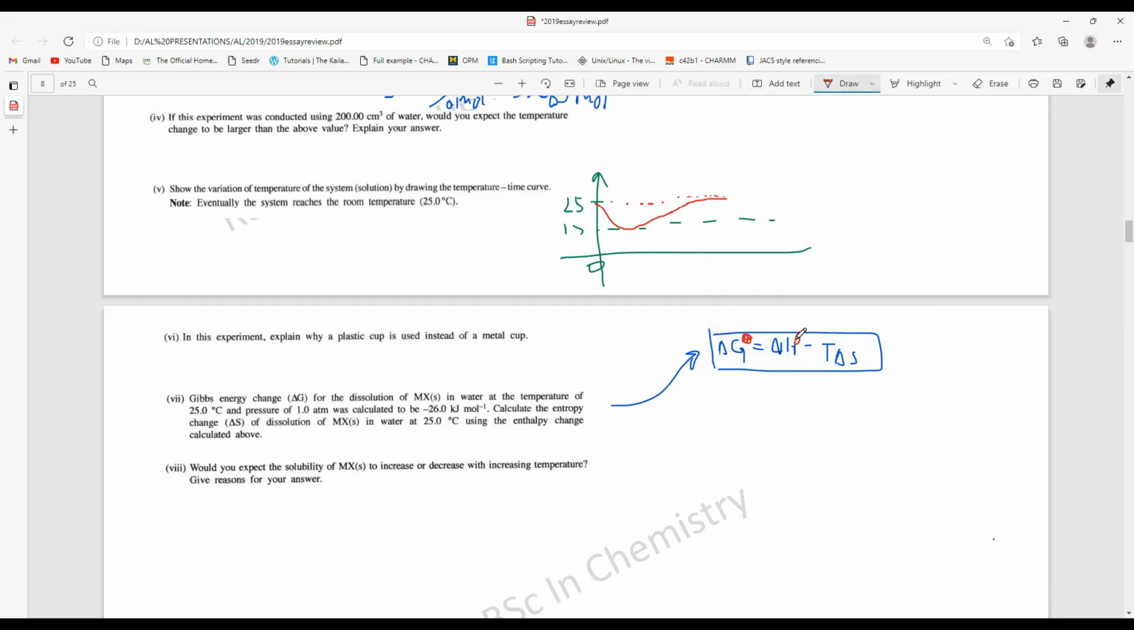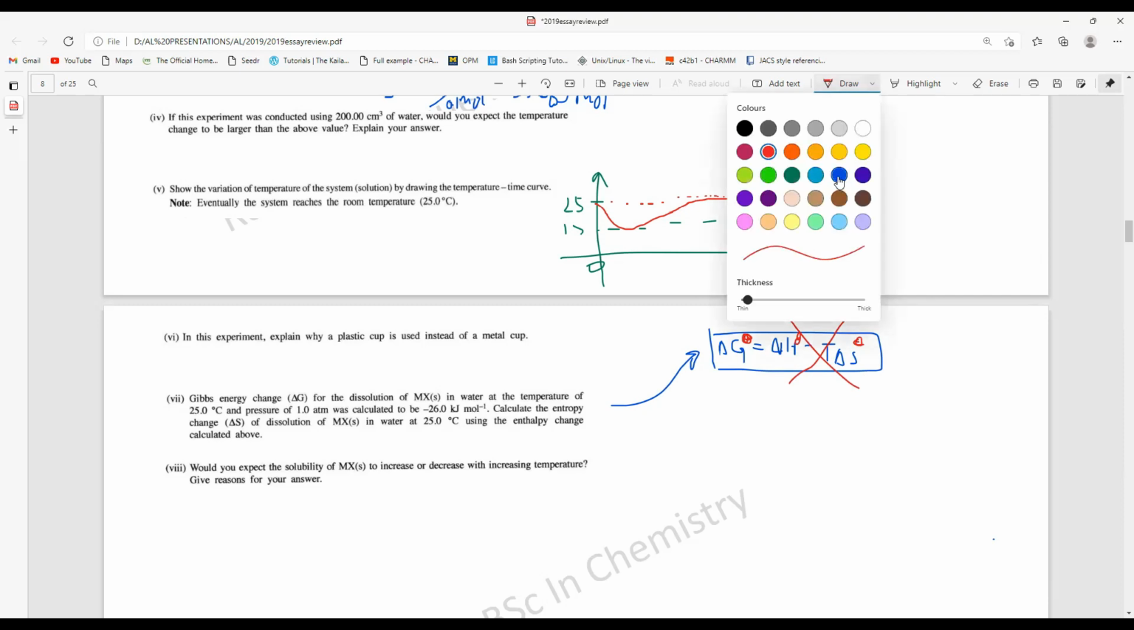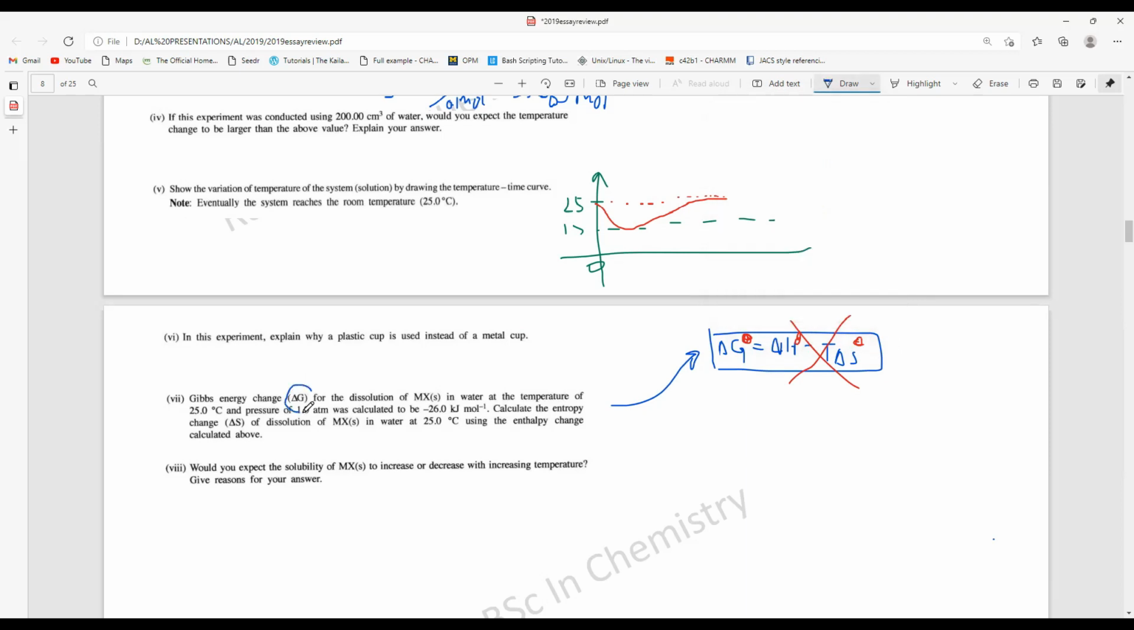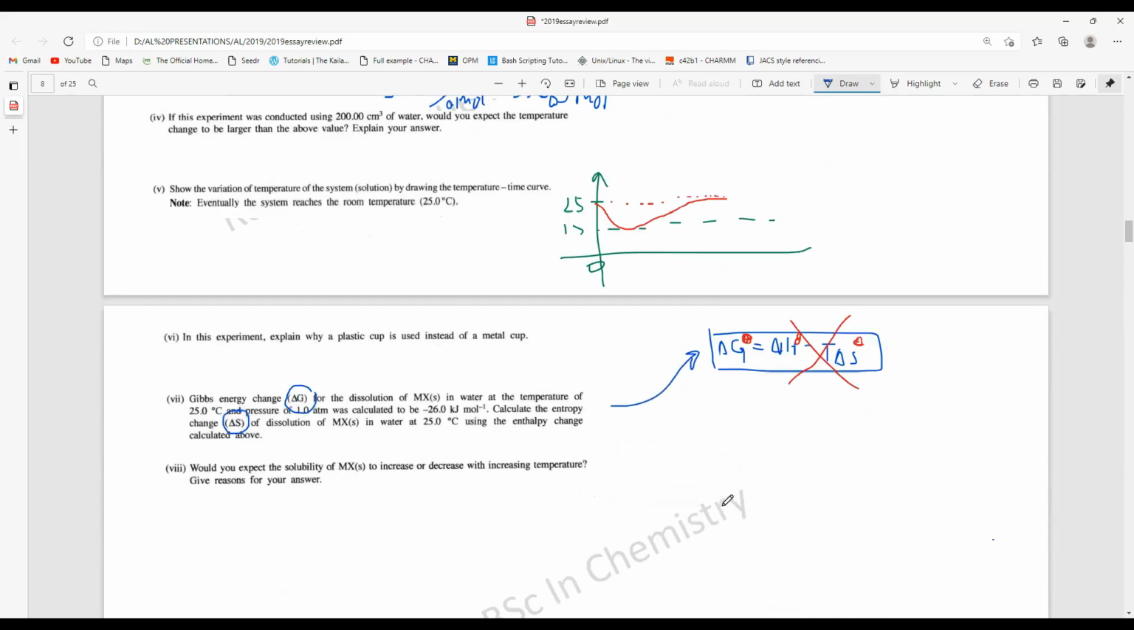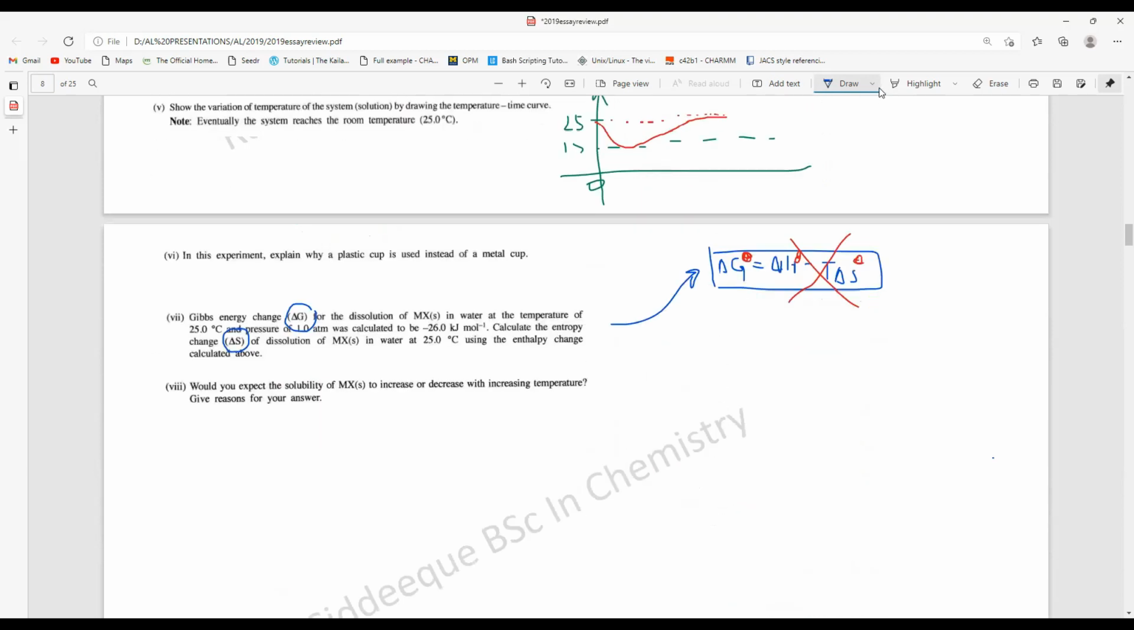But you cannot write this equation in this form: delta G theta is equal to delta H theta times delta S theta. Because if you write it in this form, surely you are going to get no marks. Check the question really carefully. They have given delta G, not delta G theta. They have asked delta S, not delta S theta. Because they are not considering the standard condition.